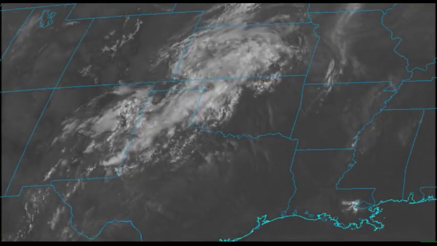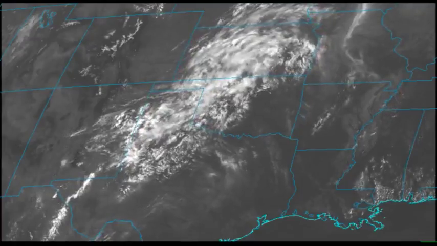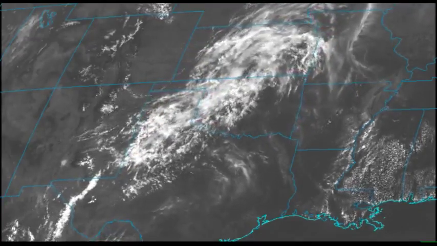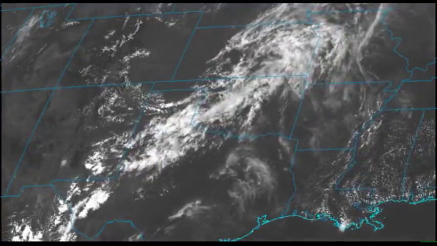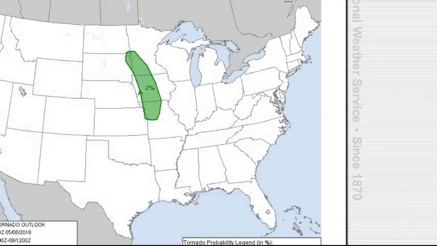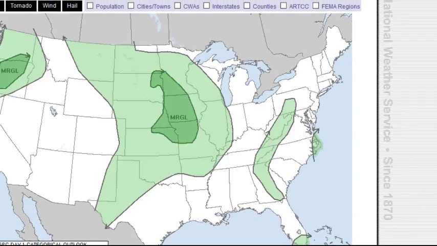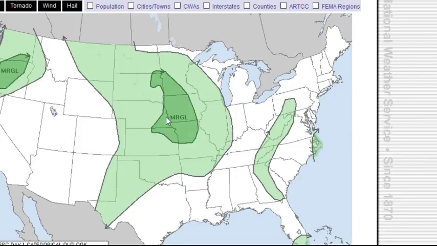Not a whole lot going on the plains. You can see there's a little bit of elevated cumulus and some cirrus out around western Oklahoma there. But if we head to the charts, let me show you what we have on the SPC convective outlook. Yep, there's the 2% area, and the categorical forecast only has marginal across Iowa.